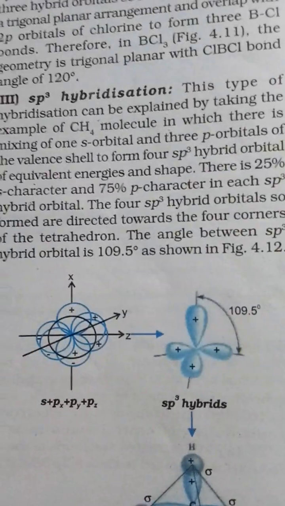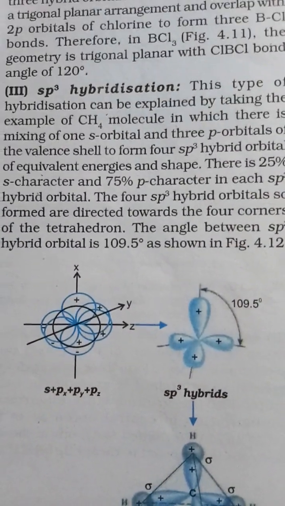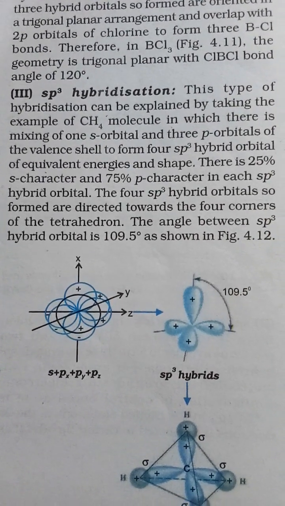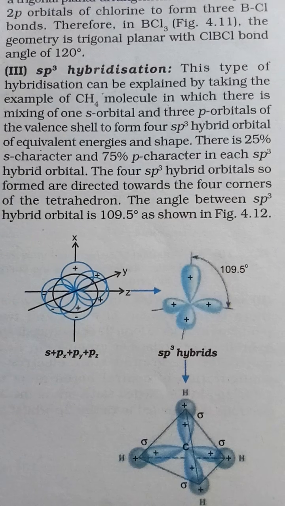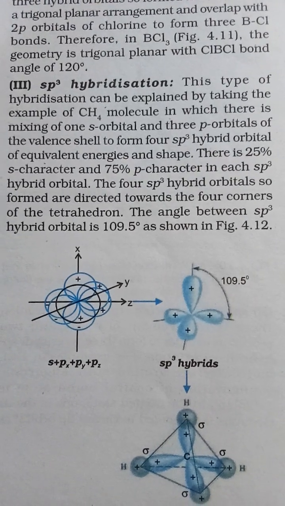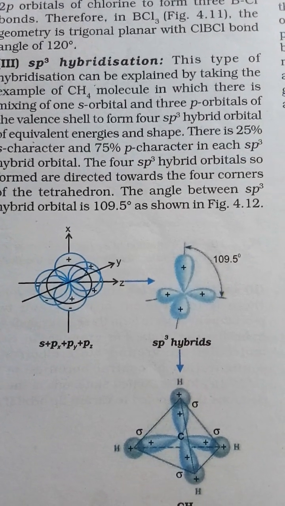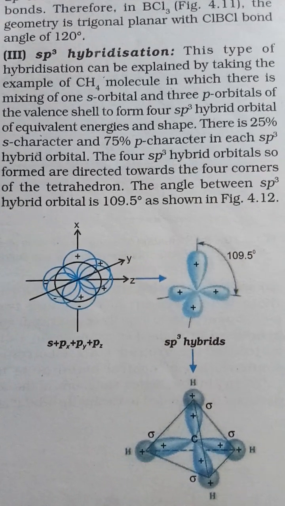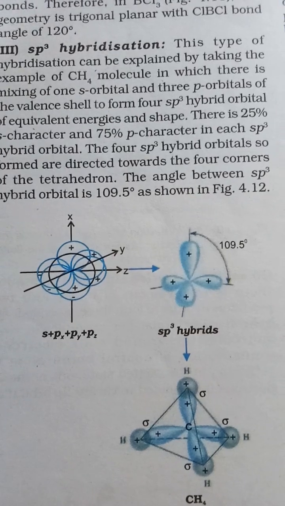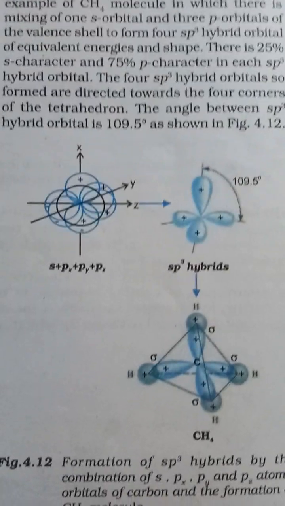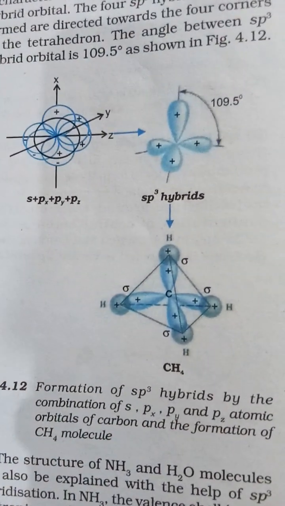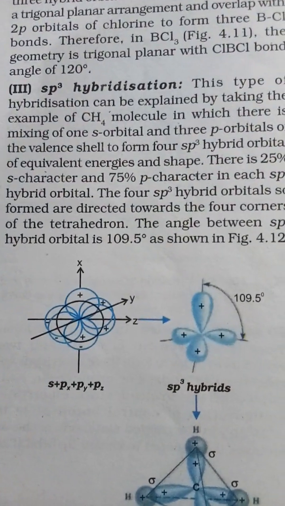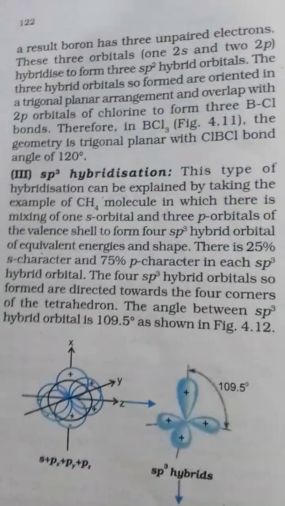And the sp3 hybridization, you will see here, this type of hybridization can be explained by taking the example of CH4 molecule, in which there is a mixing of one s orbital and three p orbitals of the valence shell to form four sp3 hybrid orbitals of equivalent energies and shape. There is 25% s character and 75% p character in each sp3 hybrid orbital. You will see here, and in the next session I will discuss a lot more regarding this sp3 hybridization. Till then, thank you very much.